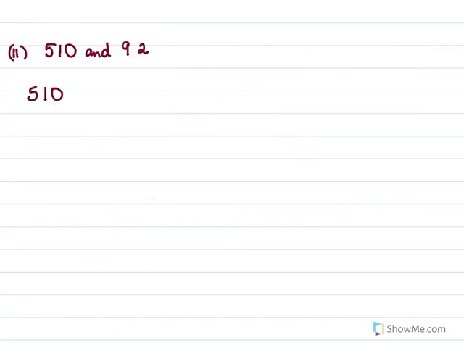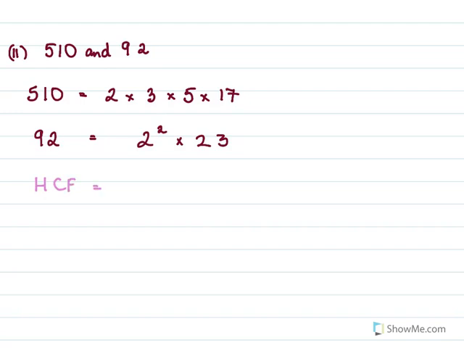So we have 510. Prime factorization of this will be 2 into 3 into 5 into 17. And we have 92. Prime factorization of 92 is 2 into 2 into 23. So 2 into 2, I'll erase this and write it as 2 square. Now to find HCF, I'm doing it directly. We write the common factors. Now which is common? There is 2 here and there is 2 here also. So we'll write here 2 and the lowest power. The lowest power is 1. So the HCF is 2 raised to 1.